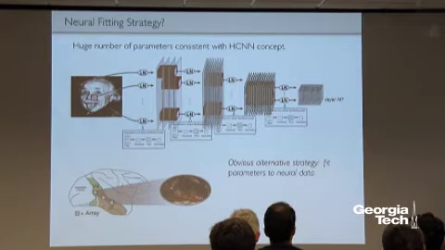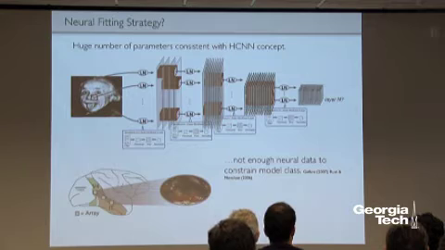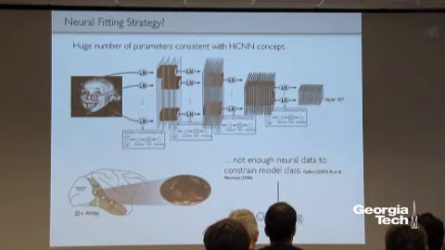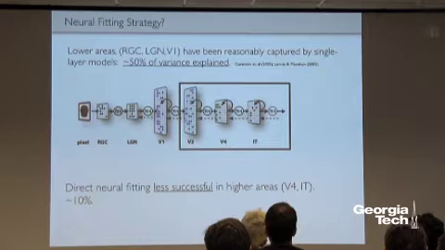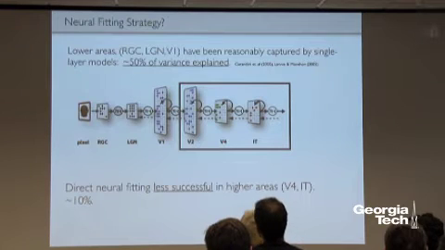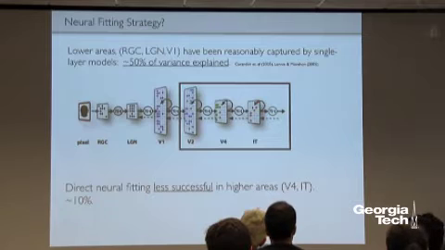There's another strategy, which is neural fitting. You basically record data, and then you fit the parameters that produce the neural responses on a per-image basis. But it turns out that it's really hard to do that too, because there's not enough neural data to constrain this very large model class. It's a very nice idea, but in practice it leads to overfitting. So the basic state of affairs a number of years ago, when we started looking at this, was that direct neural fitting was less successful in higher visual areas, V4, IT, et cetera.